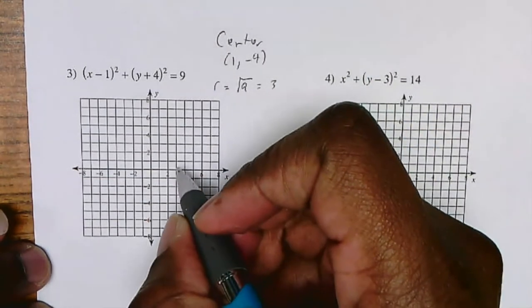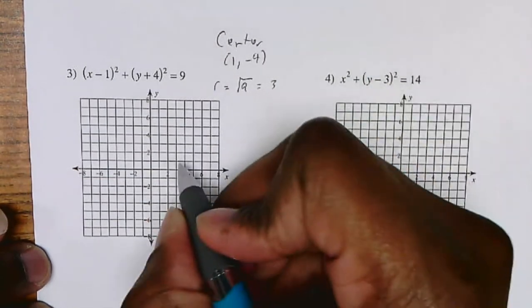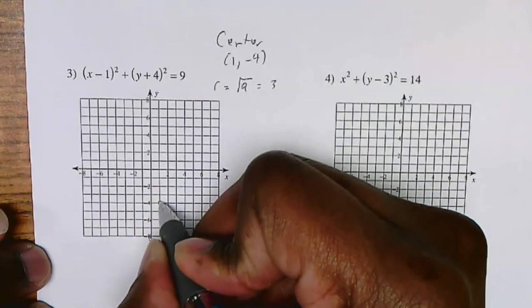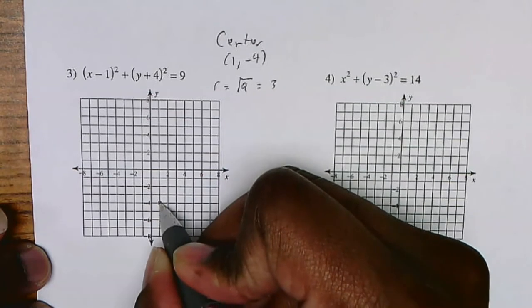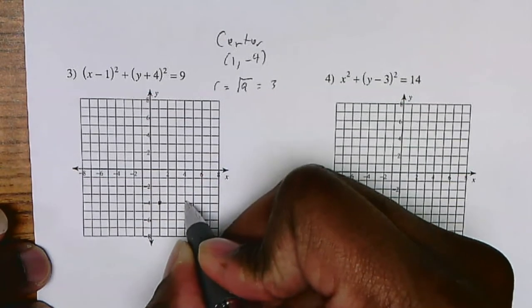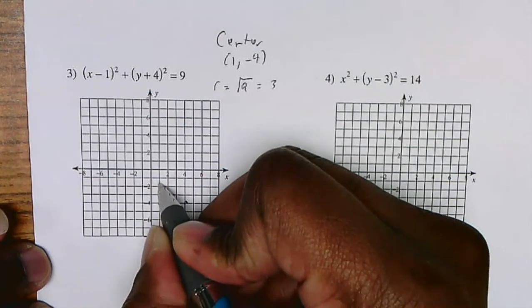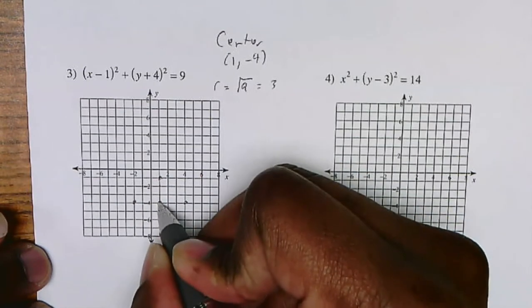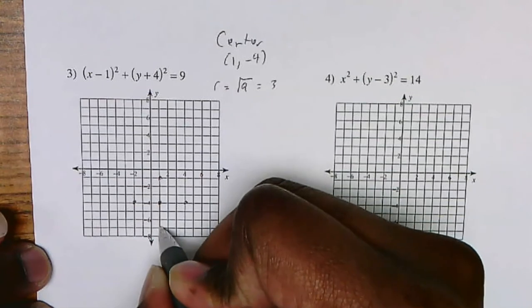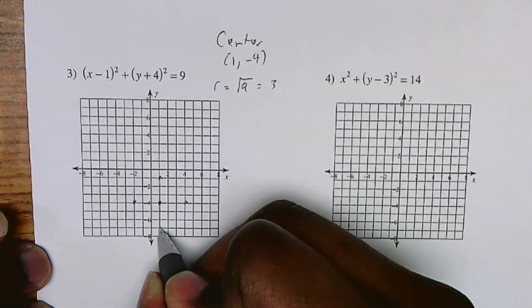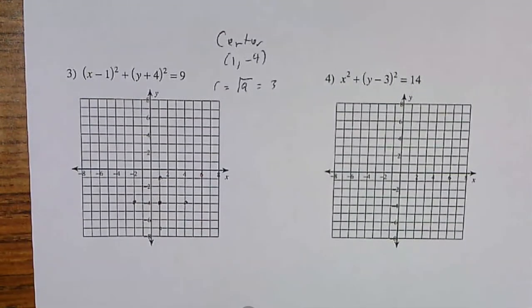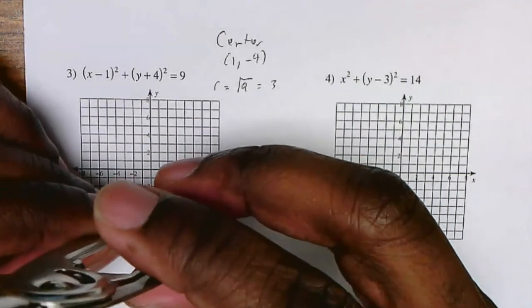So apply the point (1, -4). Go over 1 and down 1, 2, 3, 4. My radius is 3. I can go out 1, 2, 3. Then up 1, 2, 3. And over 1, 2, 3. And down 1, 2, 3. Now, truth be told, I really would just connect the dots in a circular fashion like I've been. But just to show, I'm going to use a compass for it this time.